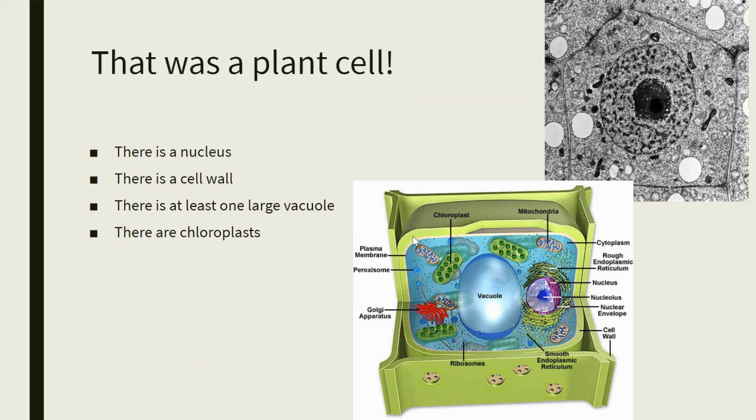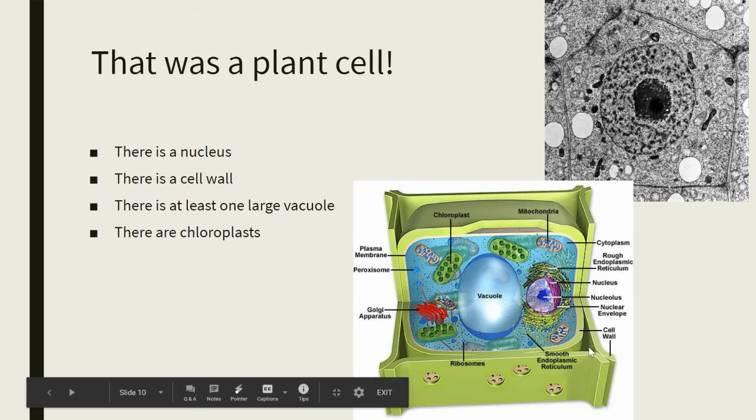All right, that was a plant cell. So you can see there is a nucleus, just like there was in an animal cell, but there is a cell wall. Our bacteria or prokaryotic cells had a cell wall, and so do plants, and it gives them a rigid shape. Animal cells didn't have them. You can even see that in the microscope image. You can see the cell wall right there.